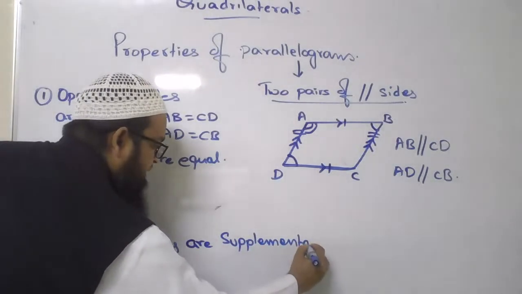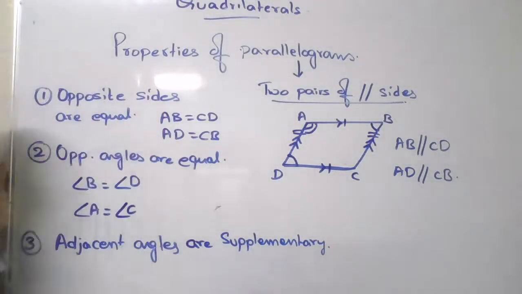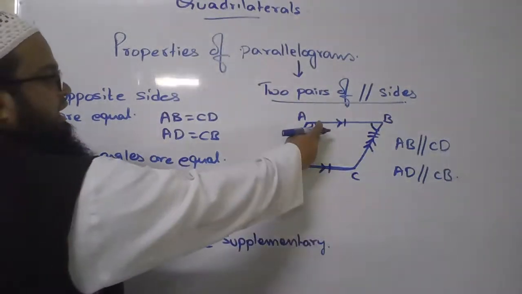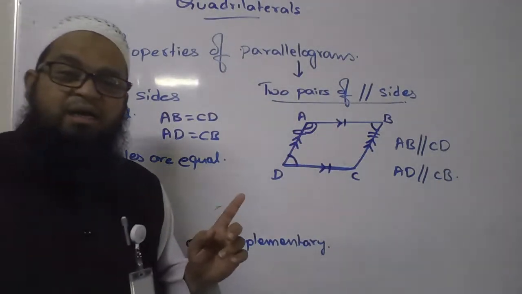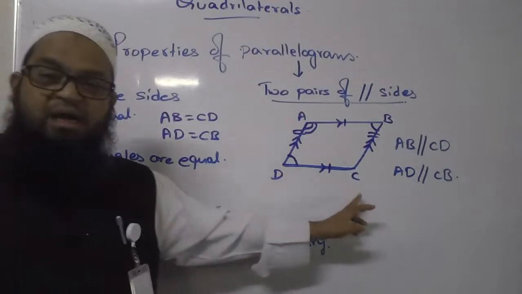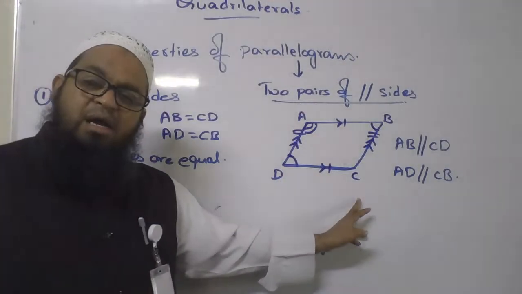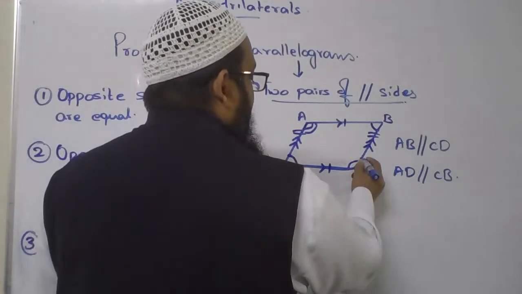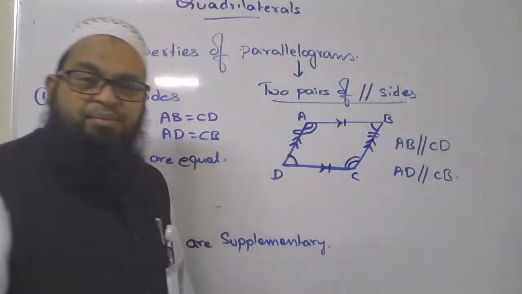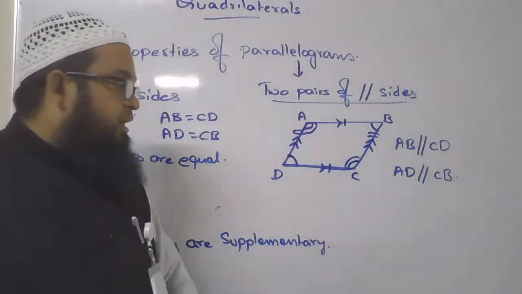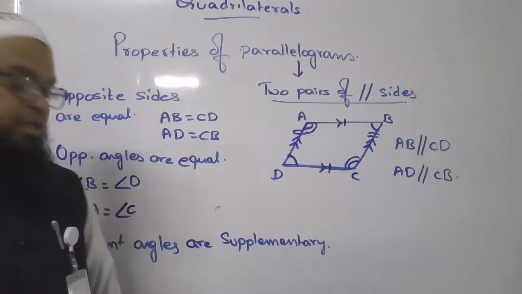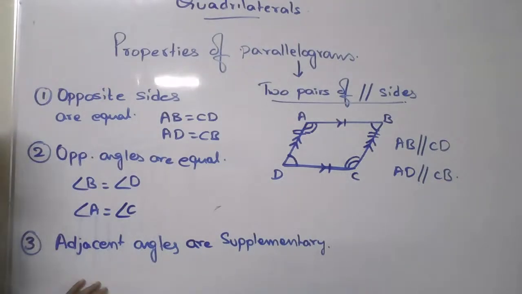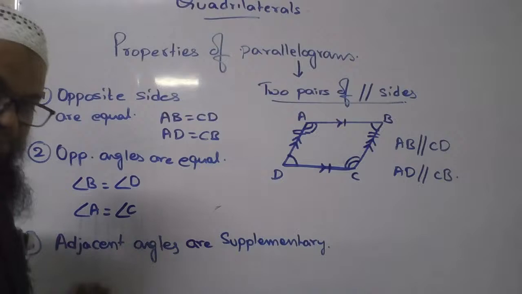Adjacent angles are supplementary. That means what? If I add angle A and angle D, it will be 180 degrees. If I add angle D and angle C, 180 degrees. And if I add angle B and angle C, 180 degrees. Angle A and angle B, it is 180 degrees. So adjacent angles are supplementary.